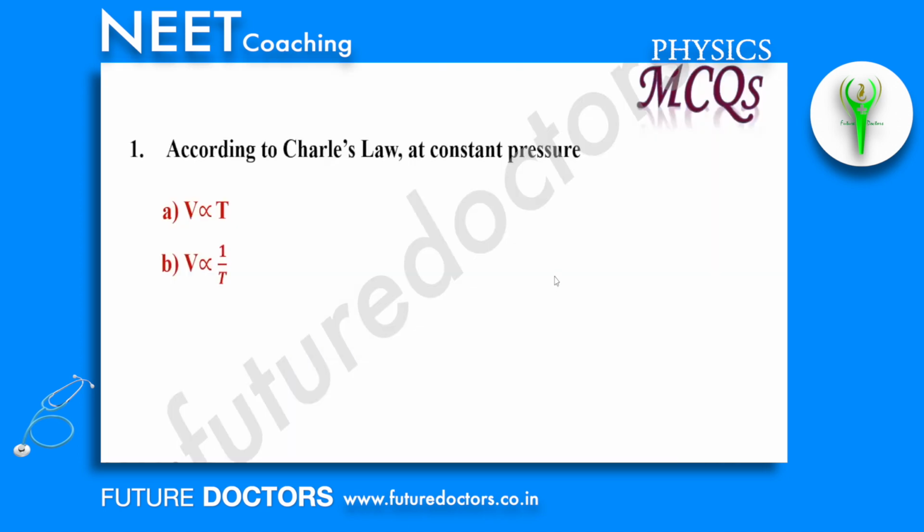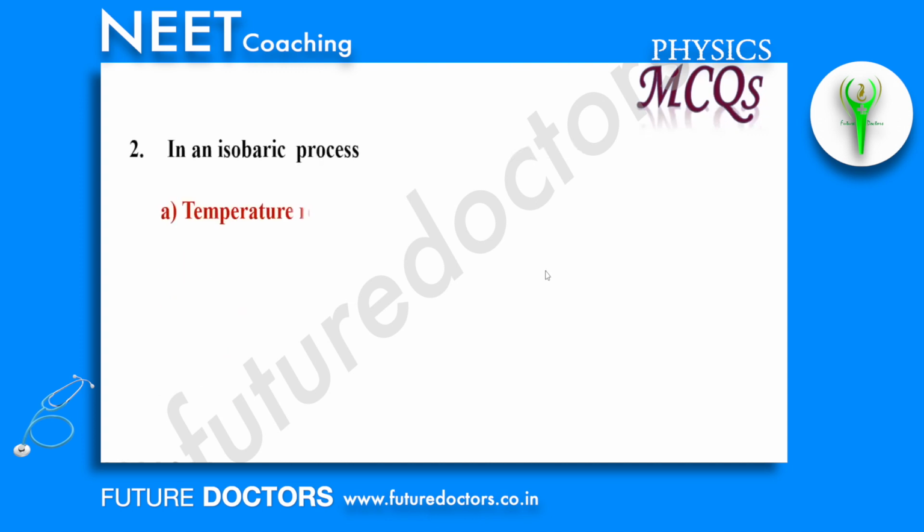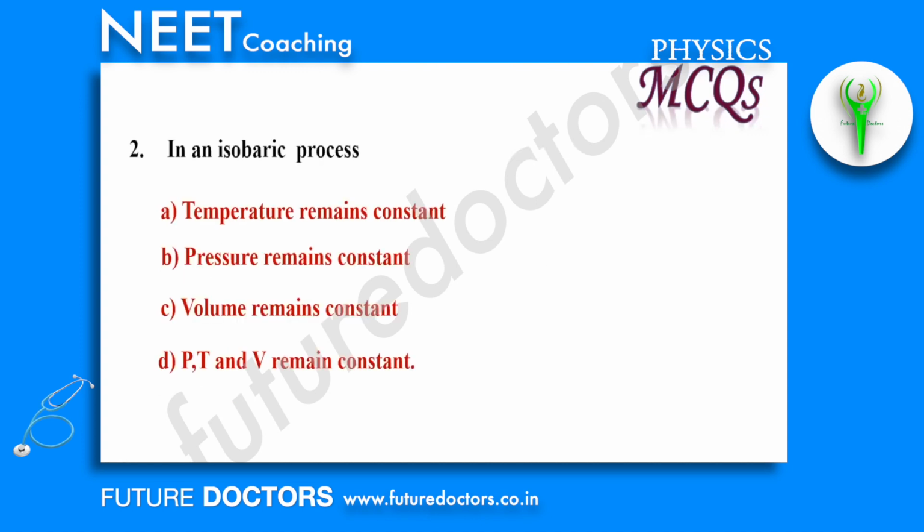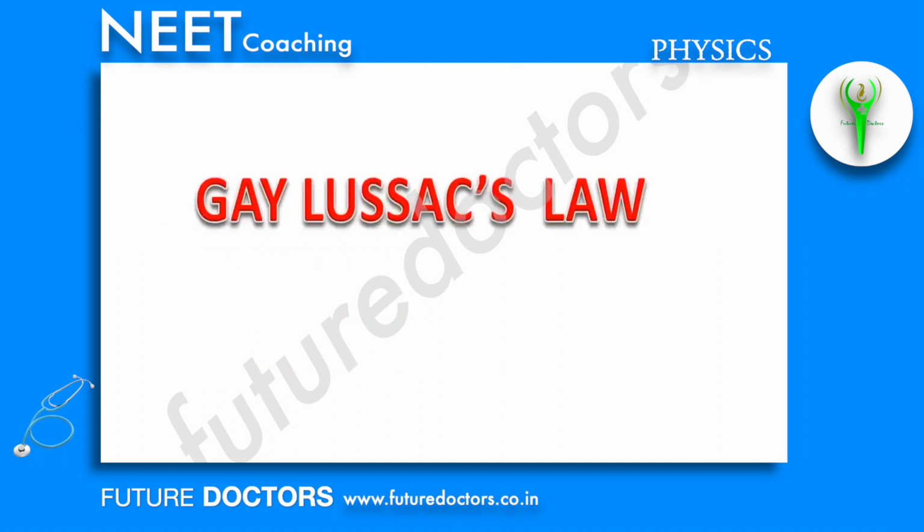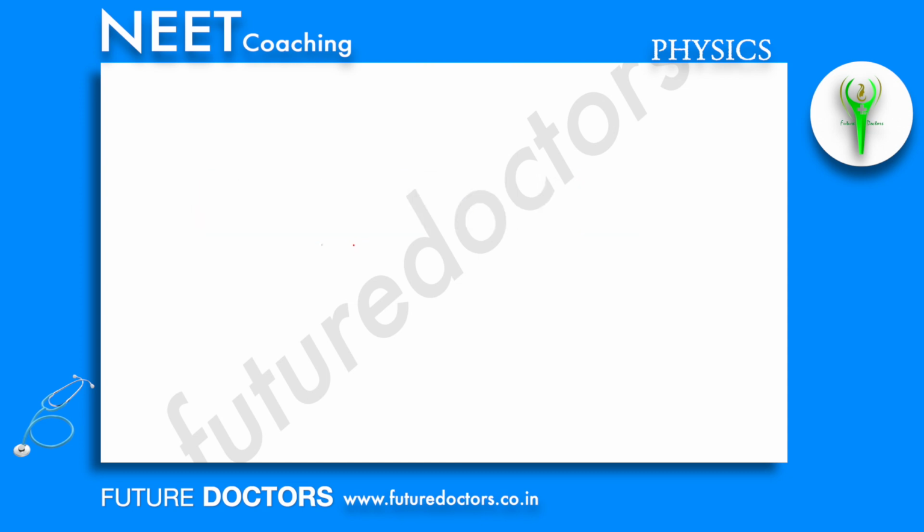According to Charles law, at constant pressure, volume is proportional to temperature. What is an isobaric process? Pressure remains constant. Next is Gay-Lussac's law. The pressure is directly proportional to temperature at constant volume and number of moles.